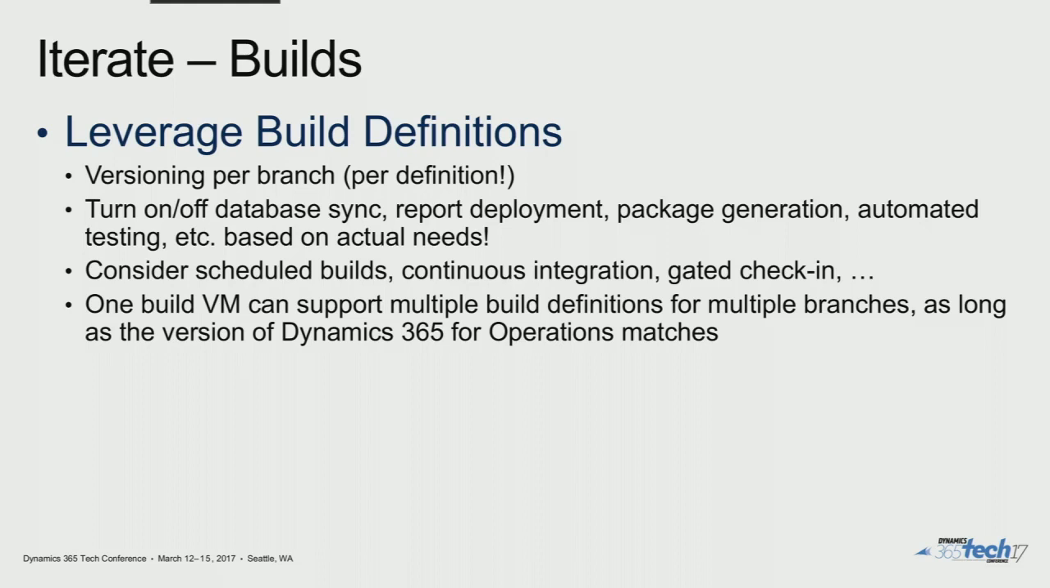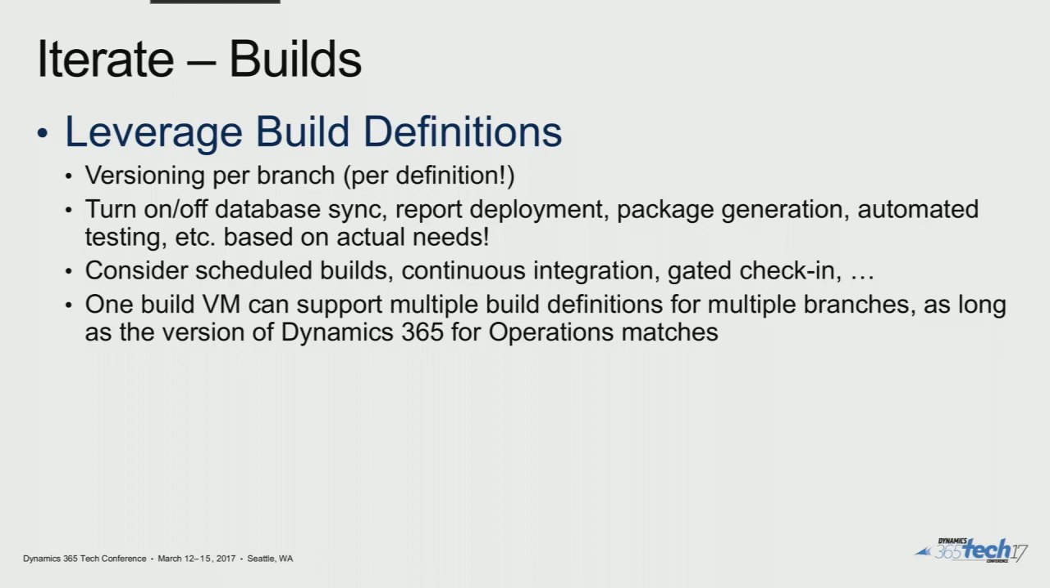You can clone these things, right? You can duplicate it and point it to another branch. You can still keep that one build VM. One build VM is all you need as long as you're sticking with one version of AX, right? So when you get down to upgrades, you may need a second one as you're working on the newer version and the older version at the same time.